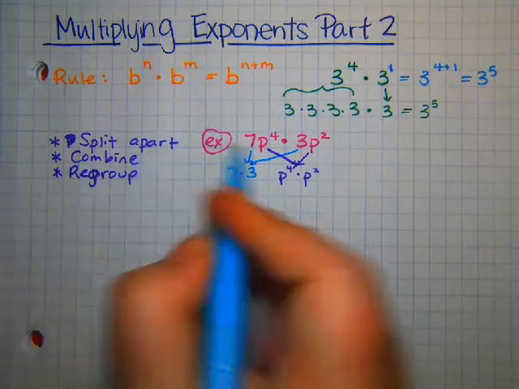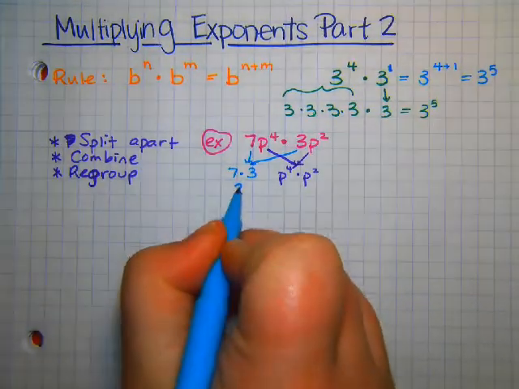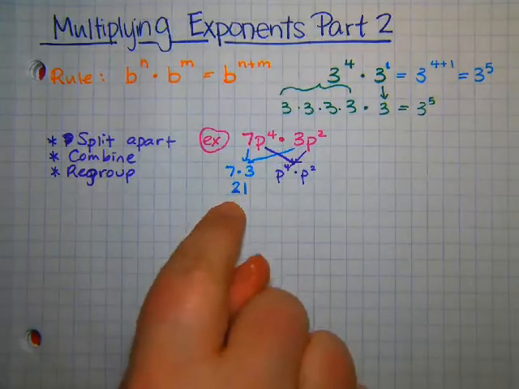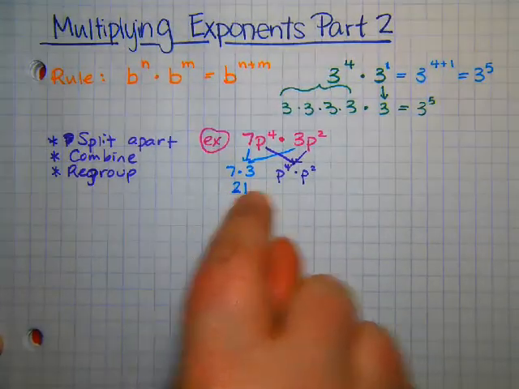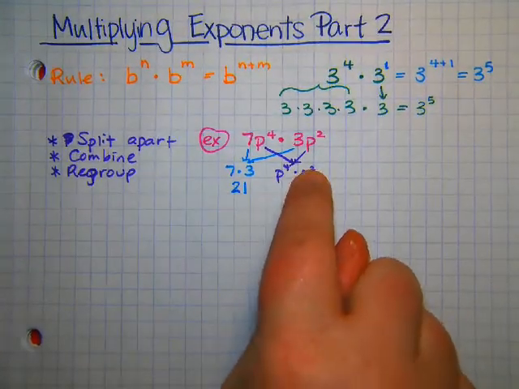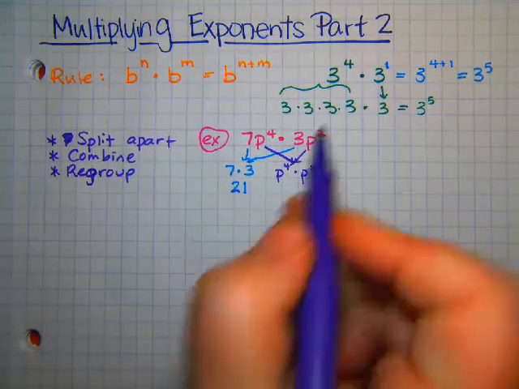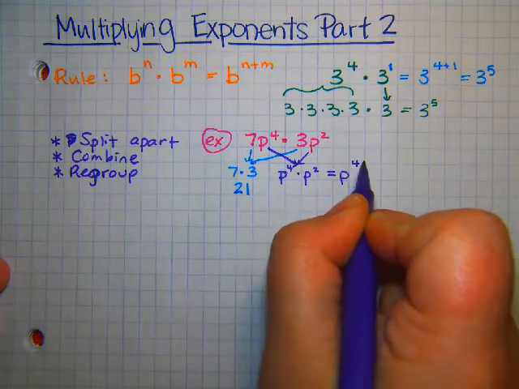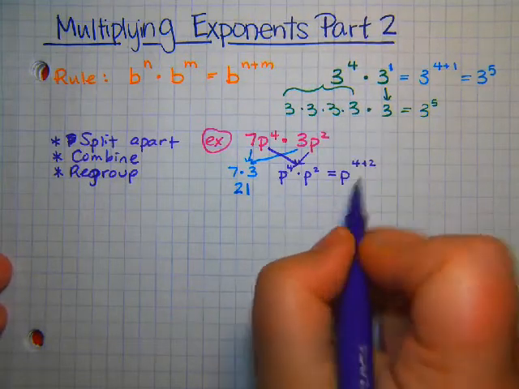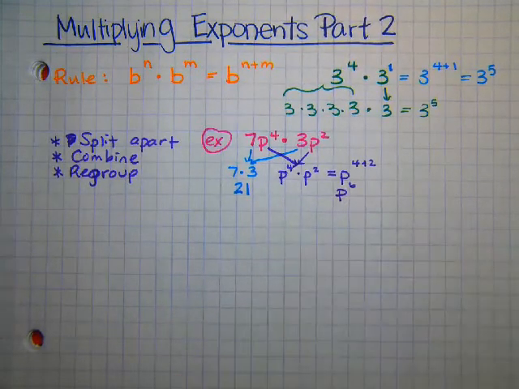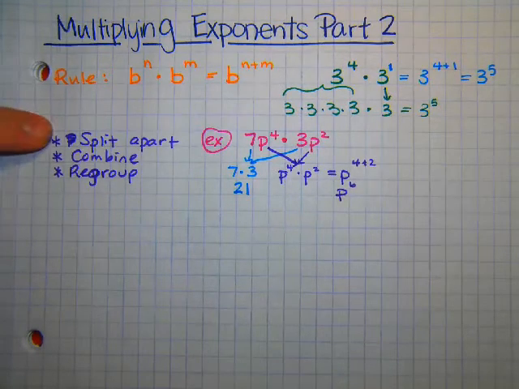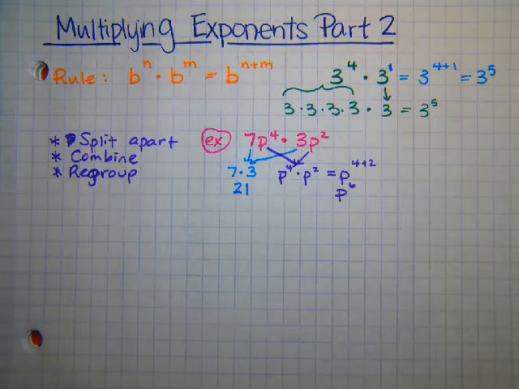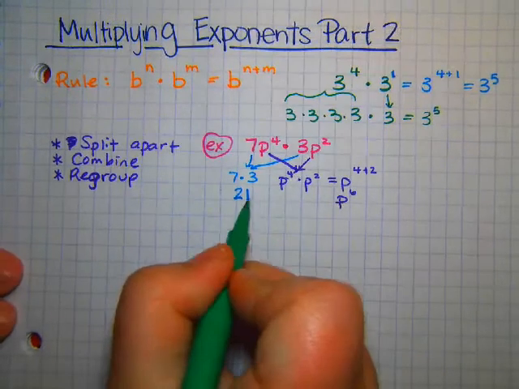So now I'm doing the combining. I'm doing the actual operation that I can do, which is two numbers. I can multiply those. Great, 21. P to the 4th and p squared, and you can expand it if you want, or you can use the little rule where it's p to the 4th plus 2, and that is p to the 6th. Okay, so now I've split them apart, I've combined those two things, and now I'm going to regroup. I'm simply just going to bring them back together.